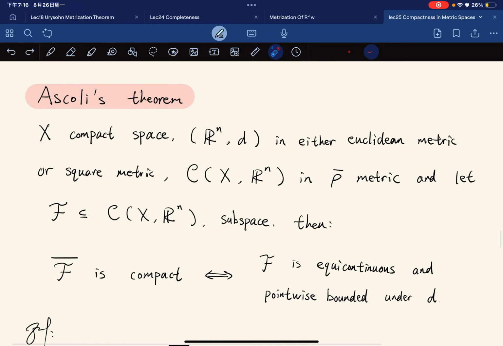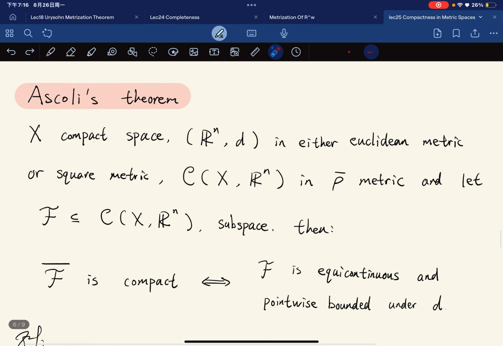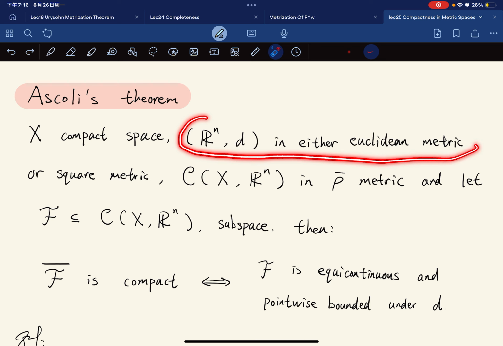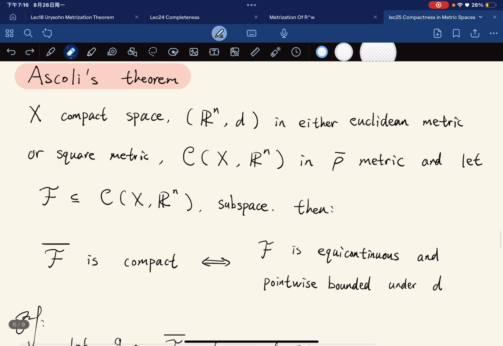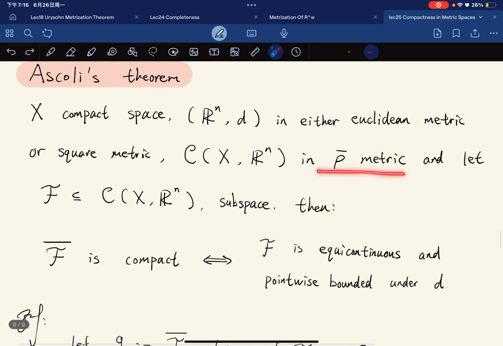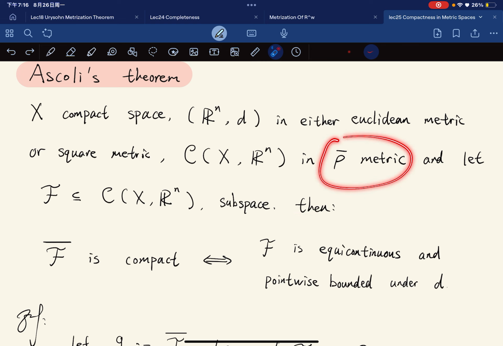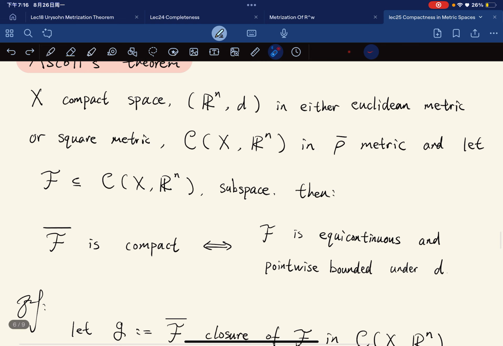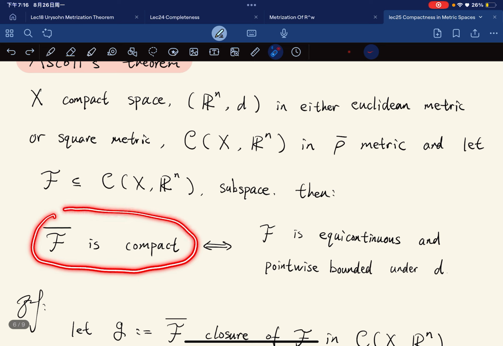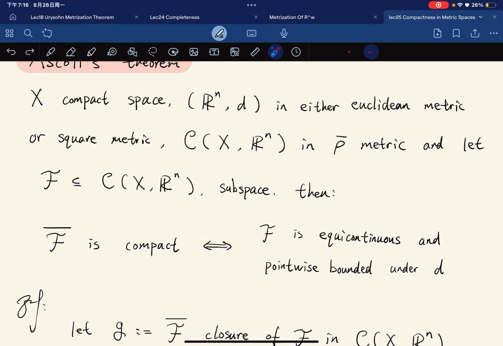Okay, so here's a statement of Ascoli's theorem. Given a compact space X and the Euclidean space in either the Euclidean metric or the square metric, and the continuous function space from X to the Euclidean space in the rho bar metric, let F be a subcollection, and give it the subspace topology. This is a metric topology, rho bar. Then the closure is compact if and only if F is equicontinuous and pointwise bounded under d.